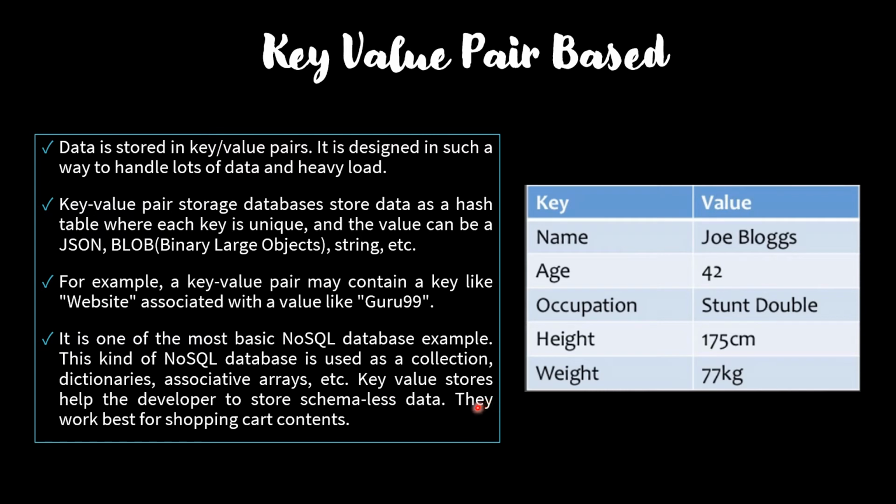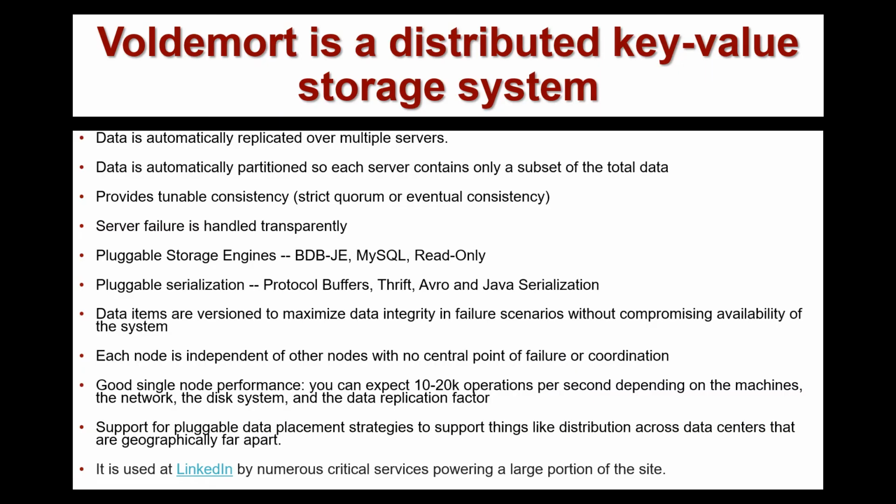They work best for shopping cart contents. I think probably Shopee and Amazon will adopt this type of database. So there is one example of this database, which is Voldemort. This is a distributed key value storage system. A little bit of explanation about Voldemort: it is used at LinkedIn. If you use LinkedIn, it is used for the database.